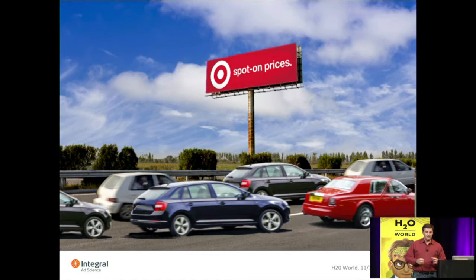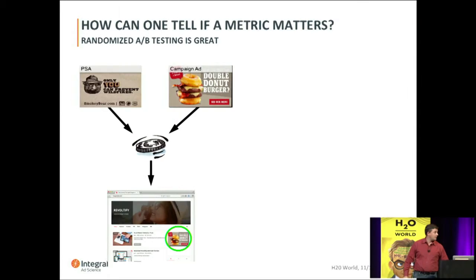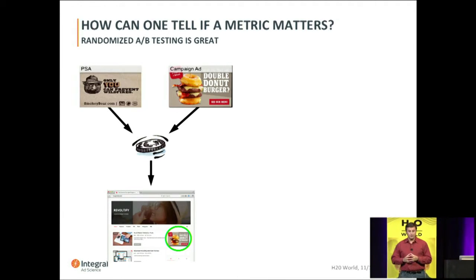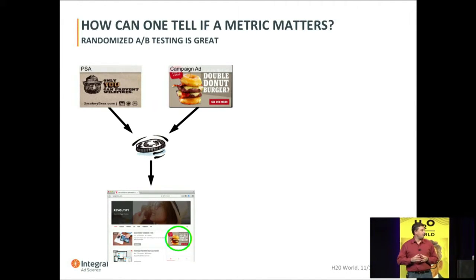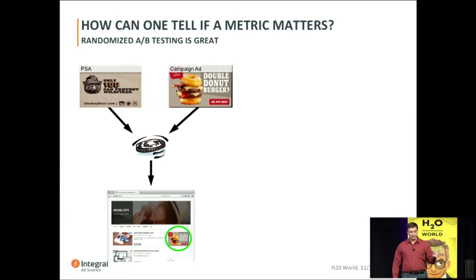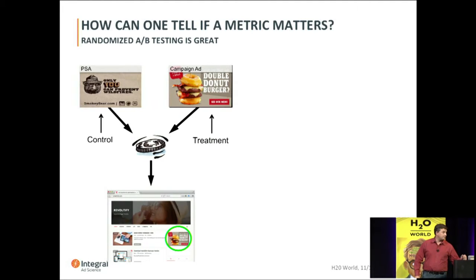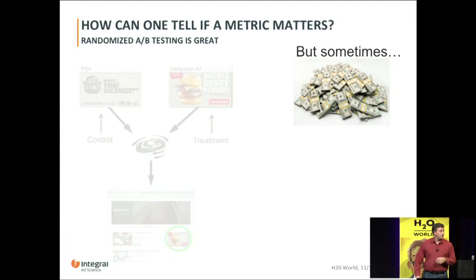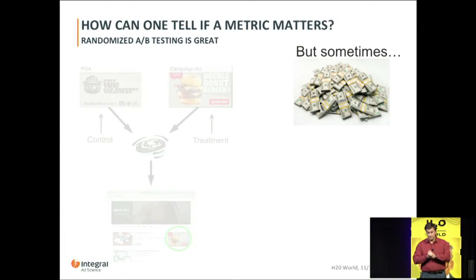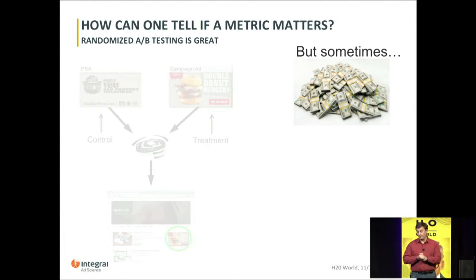So how can we tell if something matters? Typically you would do an A/B test, right? So you divide your audience randomly, you flip a coin, and some people get to see the ad and some people get to see a public service announcement. And then you measure the difference in, let's say, conversion rates. So one is control, another is treatment. However, frequently, it's very costly.